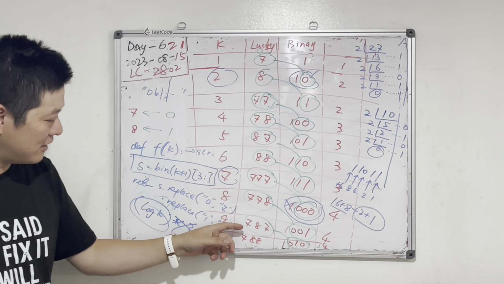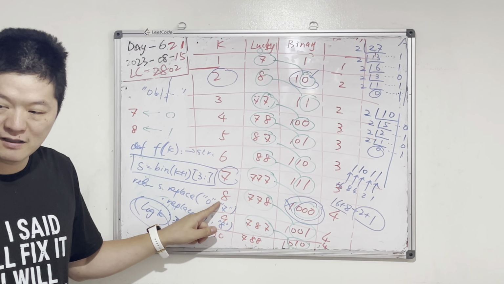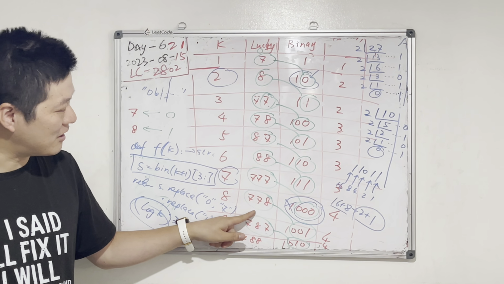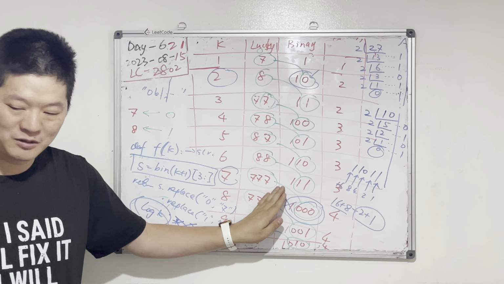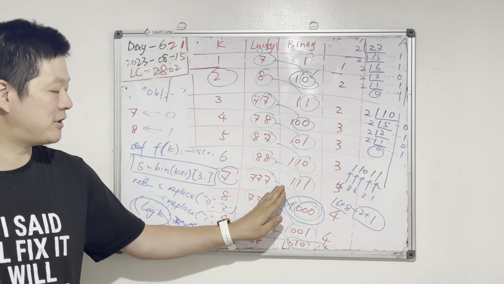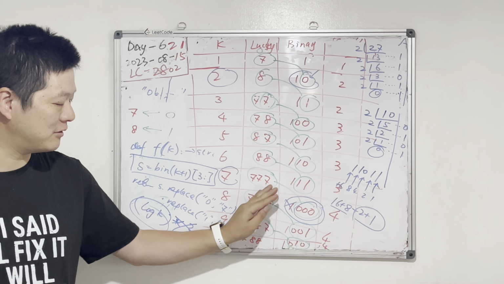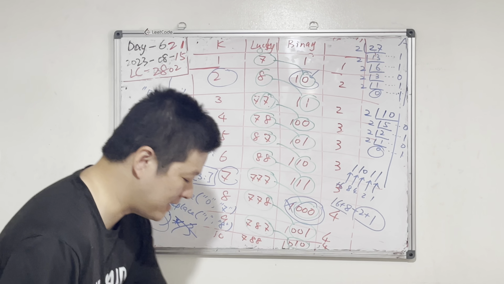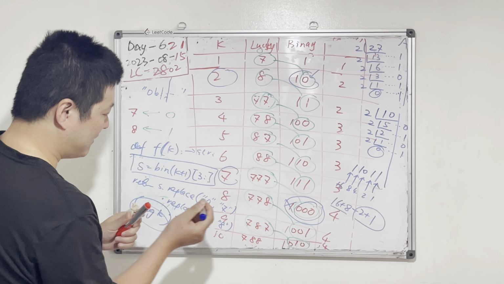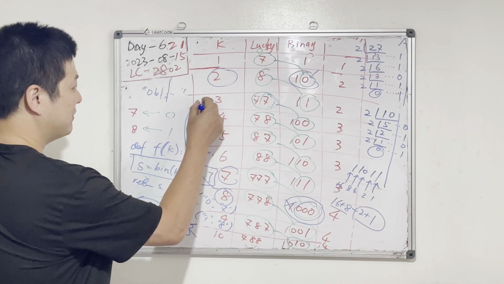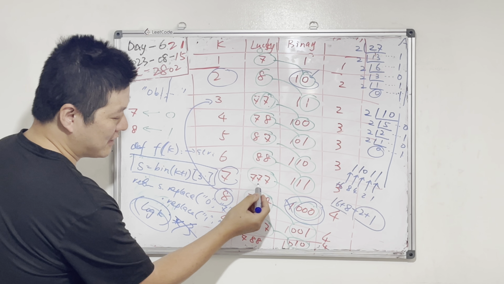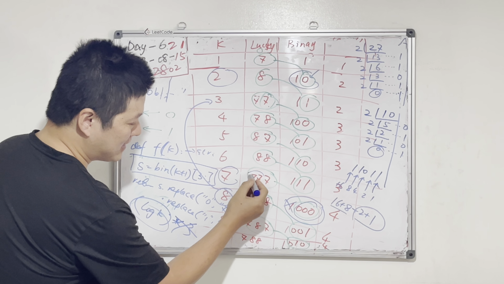For example, if we want to find the 8th lucky number, which is 778, what does it equal? If I remove this last digit, which lucky number is it? 3. Okay. So 8 maps to 3, and the 7th lucky number is 777, so it's 77 plus 7.